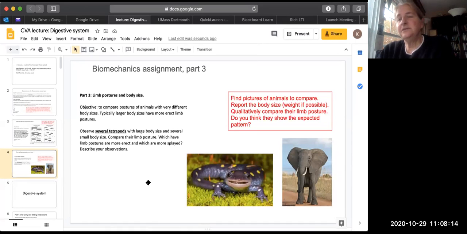So what I want you to do is just find a few examples of that and see if that theory holds up. Do you find any exceptions? Did they show that expected pattern of larger body size having a more erect posture? So just look at a bunch of animal pictures, select some, and then discuss. That's it. Very short, one paragraph. Okay, so this should be pretty straightforward. Any questions about that before I move on?